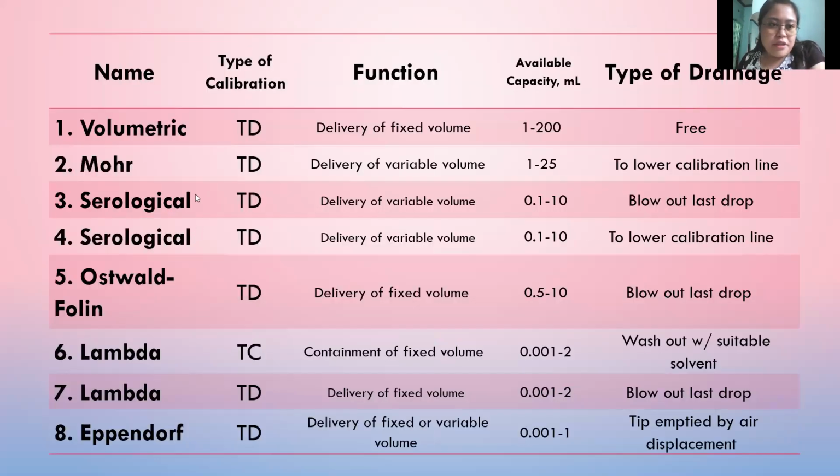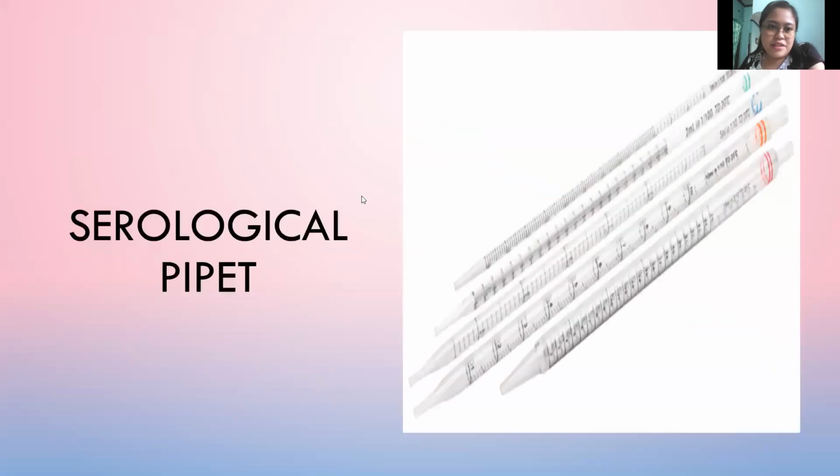And then we have two types of serological pipettes. Both are used to deliver and to deliver variable volume. So meron din tayong parehas na capacity, it's just that they have different types of drainage. Meron tayong serological pipette na blown out pipette, meaning you have to really blow out everything, all the liquid sa loob should be drained. Let's blow out until the last drop. And then we have a serological pipette na you just have to drain the liquid inside, just lower the calibration line. So this is how a serological pipette looks like.